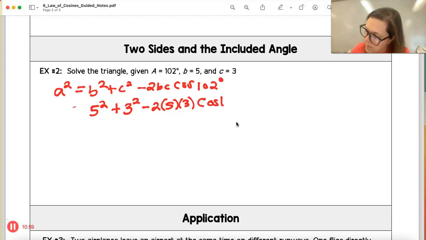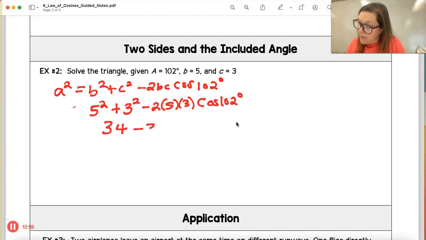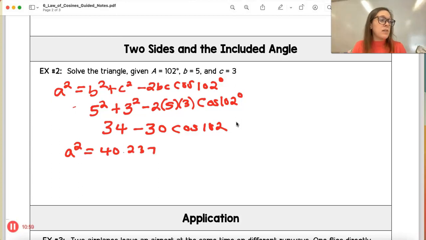So cosine of 102 degrees. Okay. So 25 plus 9 is 34 minus 30 times the cosine of 102 degrees. That tells me that A squared is equal to 40.2373. And again, try to do as much work as you possibly can on your calculator. So I'm going to square root second answer. So A is equal to 6.343.